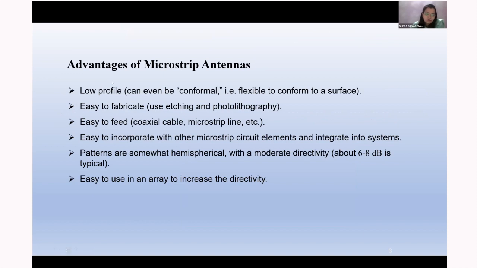They have a low profile structure. They are easy to fabricate. They are easy to feed, and they are easy to incorporate with other microstrip circuit elements and integrate into a system. The patterns are somewhat hemispherical with a moderate directivity. They are easy to use in an array to increase the directivity of the antenna.